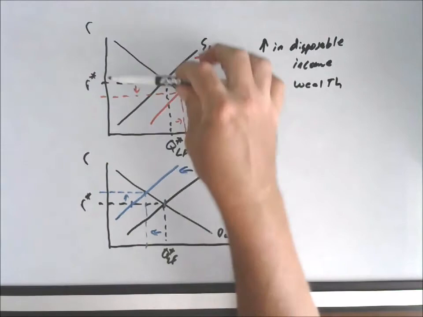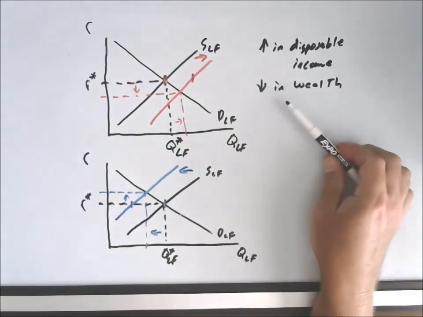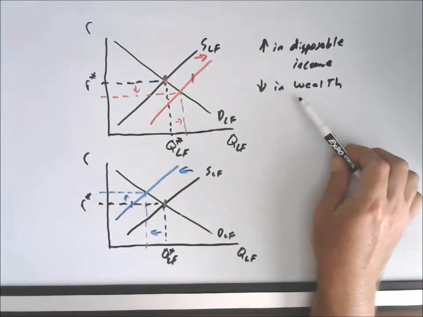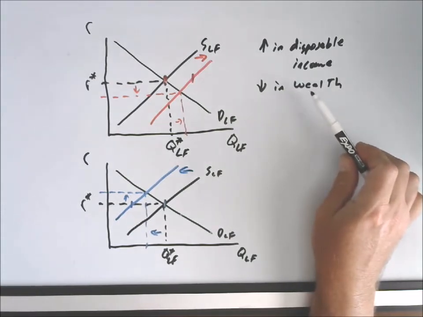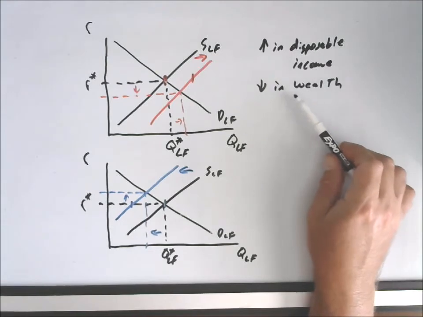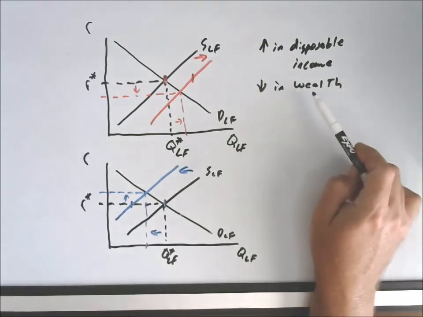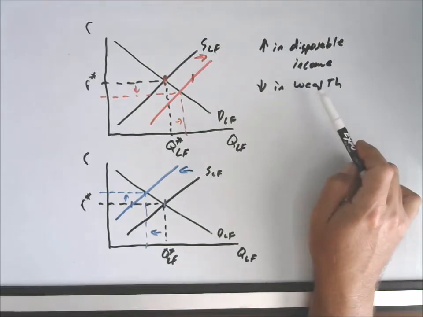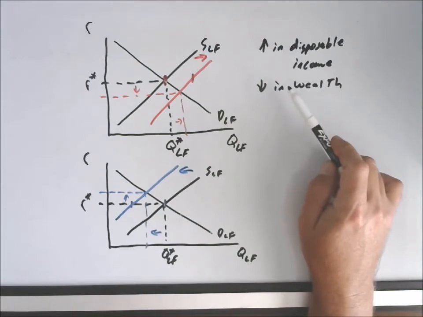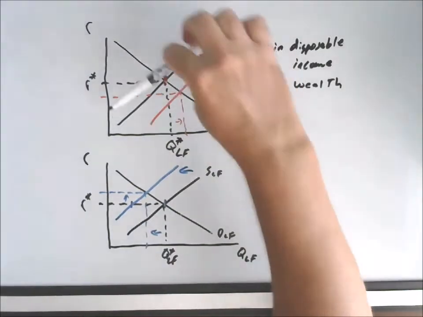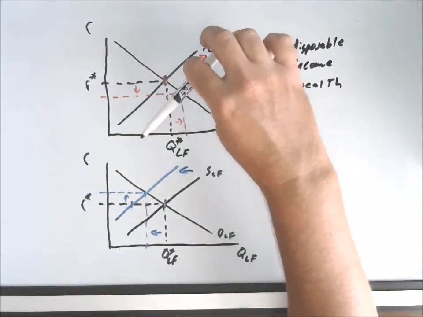Now, why would people save more at any interest rate if their wealth falls? Well, wealth in itself is a form of saving, right? I mean, your house, your 401ks, anything that holds value over time, that's your wealth. If your 401k gets depleted, then your wealth falls. Well, what are you going to do? You're going to cut back on consumption and save more money out of your paycheck, right?